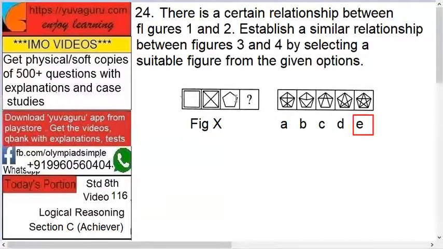There is a certain relationship between 1 and 2. Establish the similar relationship between the figures 3 and 4, means these two figures, by selecting the correct option. Okay. So what you can see, 1 and 2. 1 is a plain square, then 2 is all the diagonals. Remember, square has 2 diagonals. So all the diagonals are drawn. Similarly here it should be. It's a plain pentagon. So all the diagonals should be drawn.